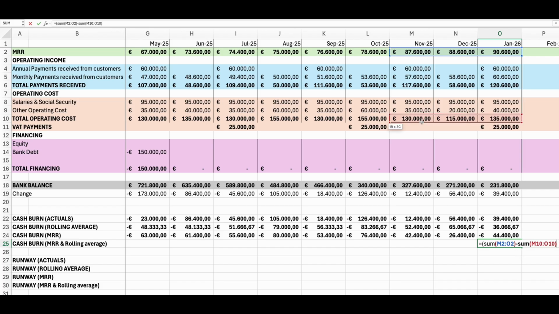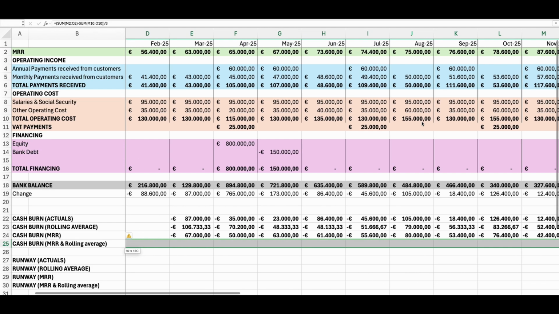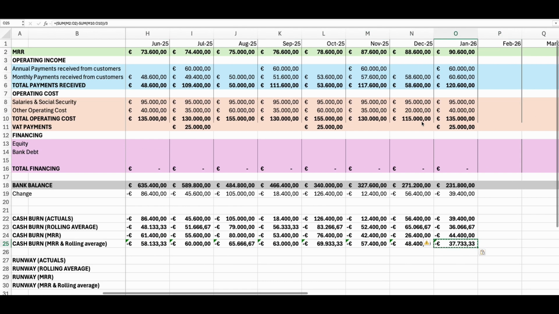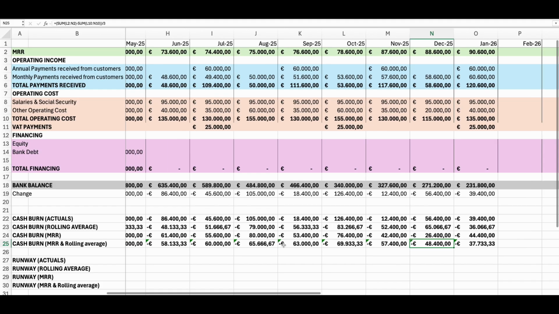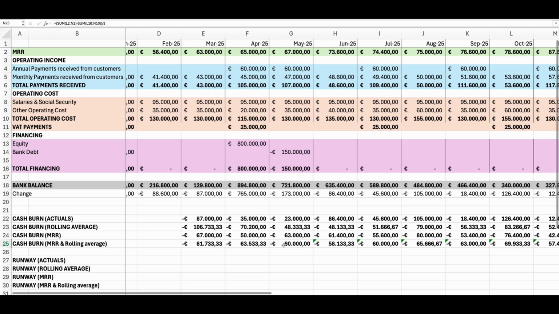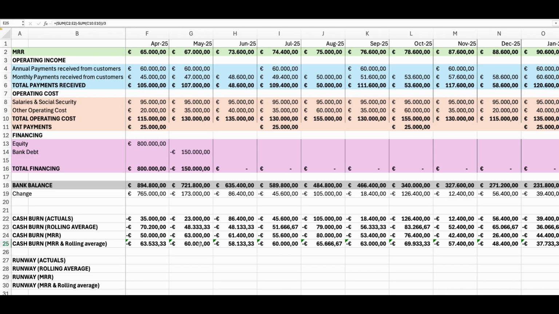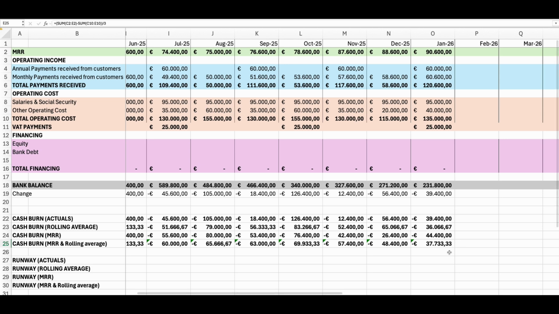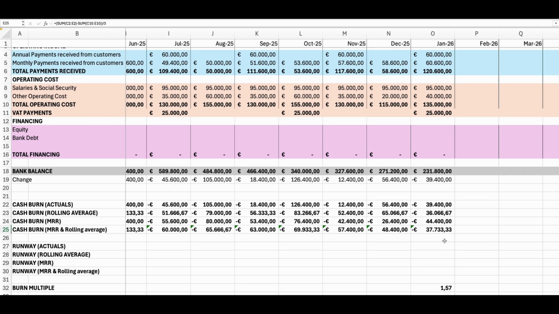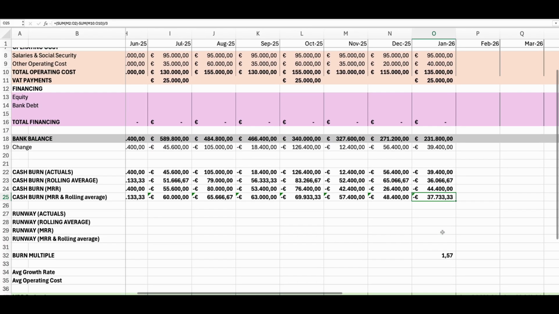Again, we're not using the VAT here, and we're dividing by 3. And we're getting an average indicator based on our MRR and average cost. And we see that now we're having 37, 48, 57, 69, 63. This tends to hold relatively steady. This seems to me to be a much better indicator of cash burn over time than any of the previous 3. So my favorite is this, line 25.